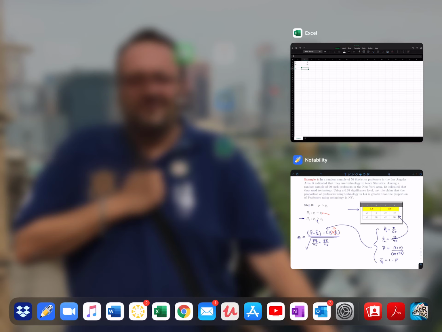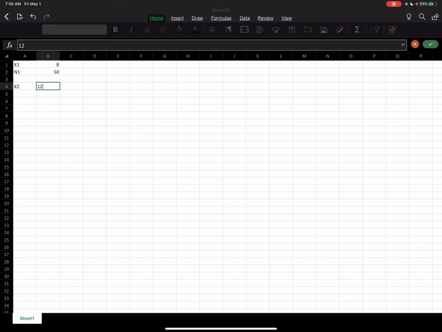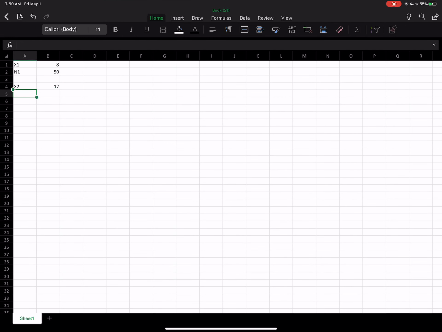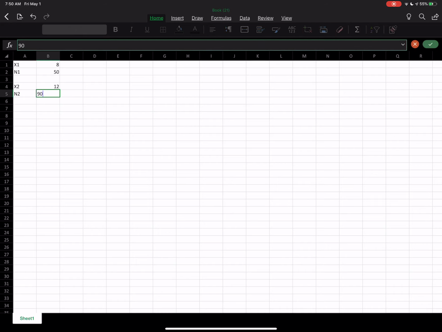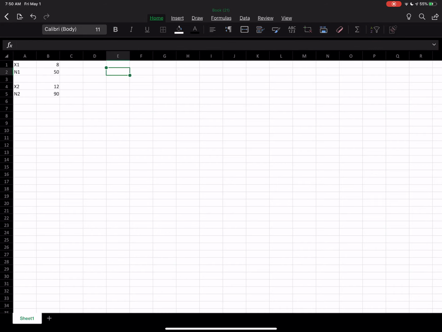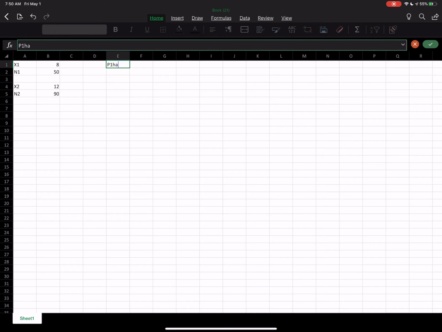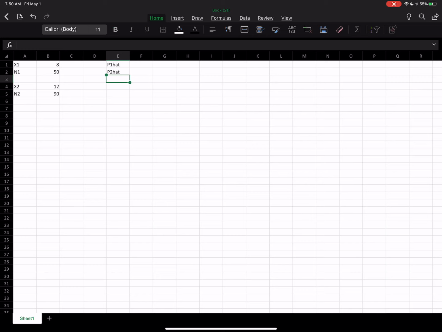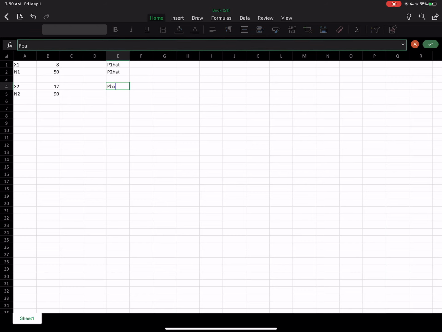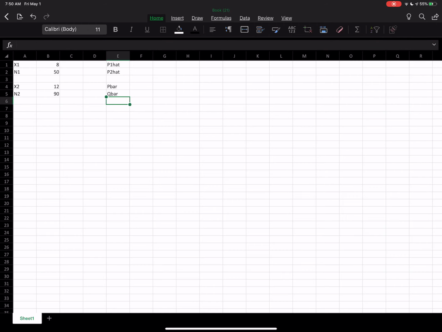12 and 90, very good. So x2 is 12 and n2 is 90. Alright, so we need to find P1 hat, we need to find P2 hat, we need to find P bar, we need to find Q bar, and once I have that, then I can calculate my test statistics.